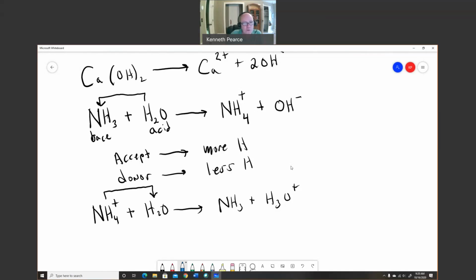Now we'll go back up here to the NH3 up above, and we said that was a base. Well, how many hydrogens are on that ammonia? There's 3 hydrogens on the ammonia, but when we look over here, we see 4 hydrogens on the ammonium. And so what does that mean? That means that the NH3 gained as it went from left to right. So that makes this a base.